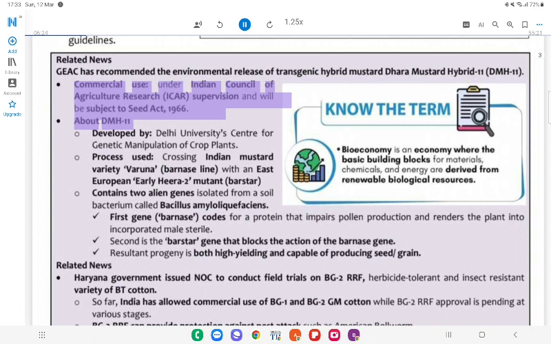Commercial use will be under Indian Council of Agricultural Research (ICAR) supervision and will be subject to the Seeds Act, 1966. About DMH-2.